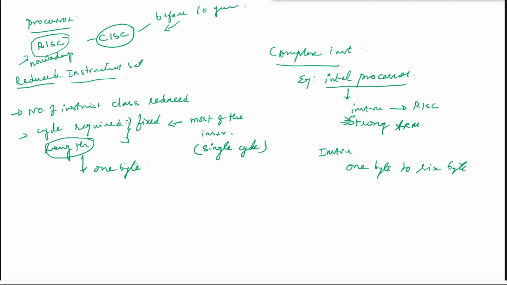Clear? Okay. So this is the one. And the next thing is, in case of RISC, the number of registers will be more. Here, more number of registers. But in case of CISC, you have fewer registers.